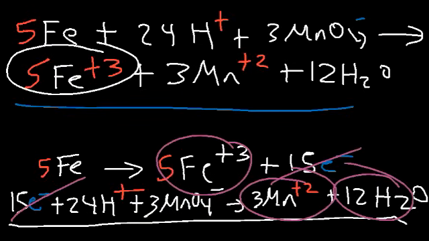5 times 3 is 15. 3 times 2 is 6. 15 plus 6 is 21. The total charge is 21 on both sides. So the reaction is balanced. Let's try another example. Try this one.